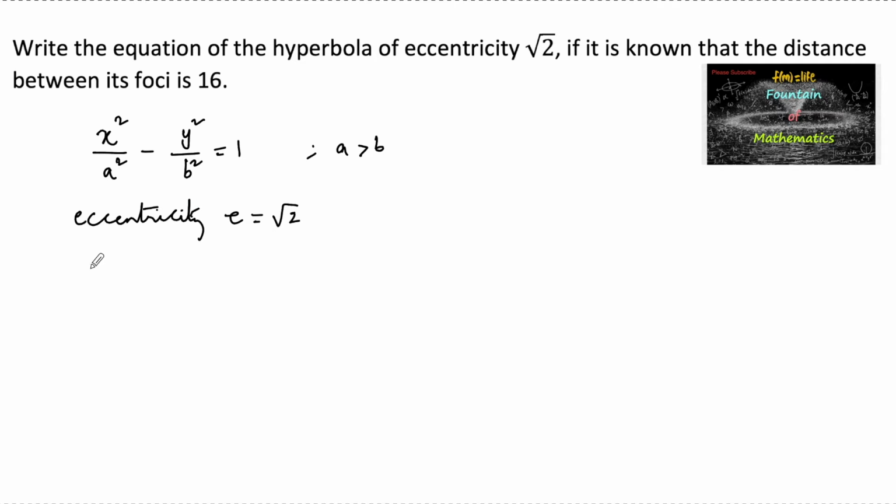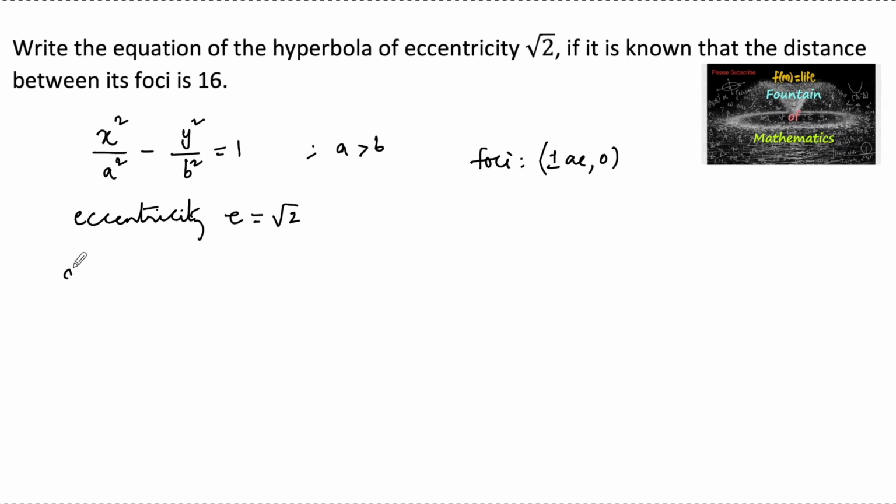Write the equation of the hyperbola of eccentricity root 2 if it is known that the distance between the foci is 16. So let us consider the standard form of hyperbola, x square upon a square minus y square upon b square is equal to 1, where a is greater than b and the transverse axis is on the x axis. Whose eccentricity e is equal to root 2 is given, and the distance between the foci. So here the foci are considered plus or minus ae comma 0.